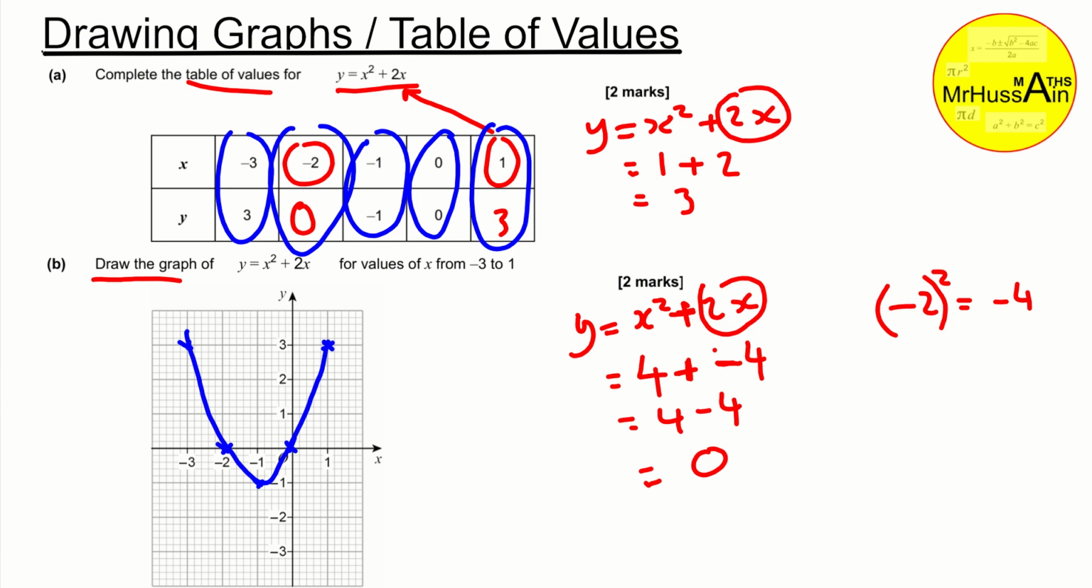Also, it's worth knowing that when you have a positive x squared, the graph looks like this. When you have a negative x squared, it will look like this. This then tells you if you've made a mistake or not.